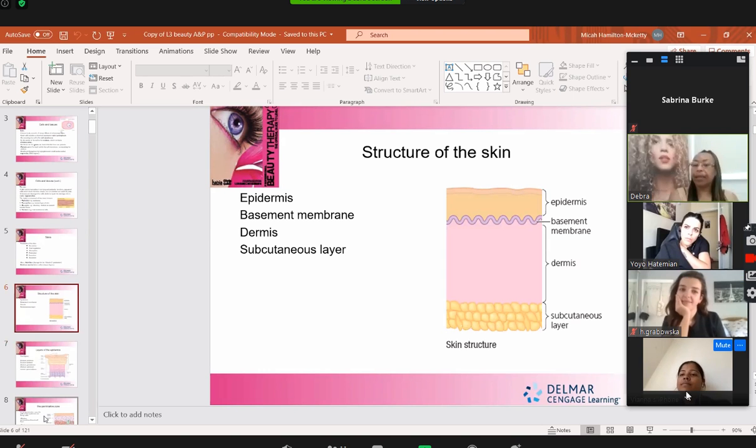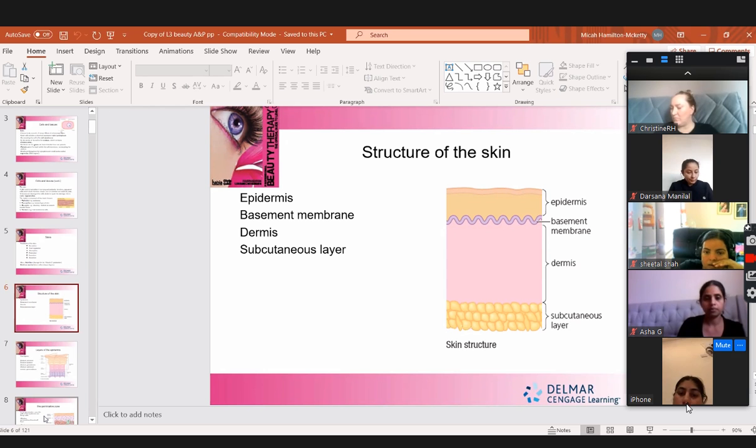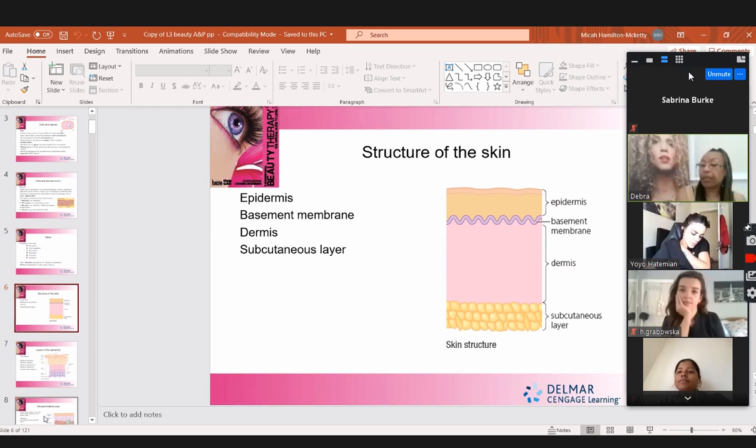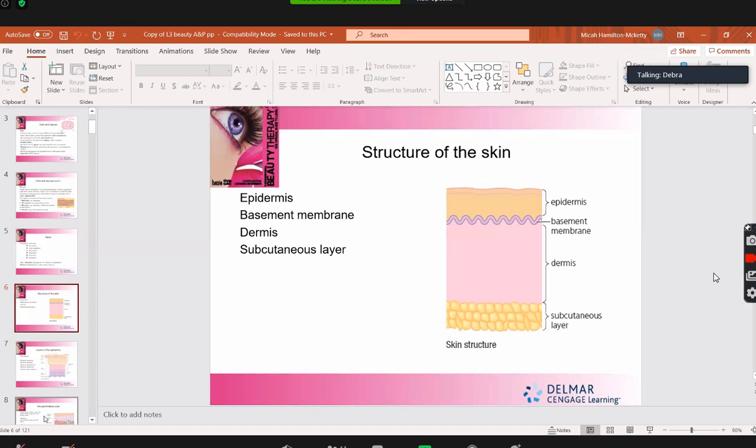Okay, so we're looking at the structure of the skin. The skin is divided into 4 basic structures. You have the epidermis, which is at the top of the screen. The epidermis is the area that you can touch. You have a basement membrane. This will join the epidermis and the dermis, which is the lower level, together.